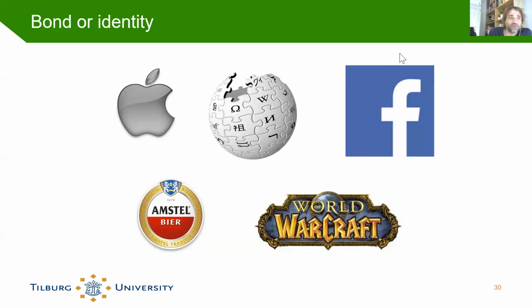Facebook, for example, is more about common bonds. It's more about, okay, these are the people in my network, and I know these people because I know them individually.